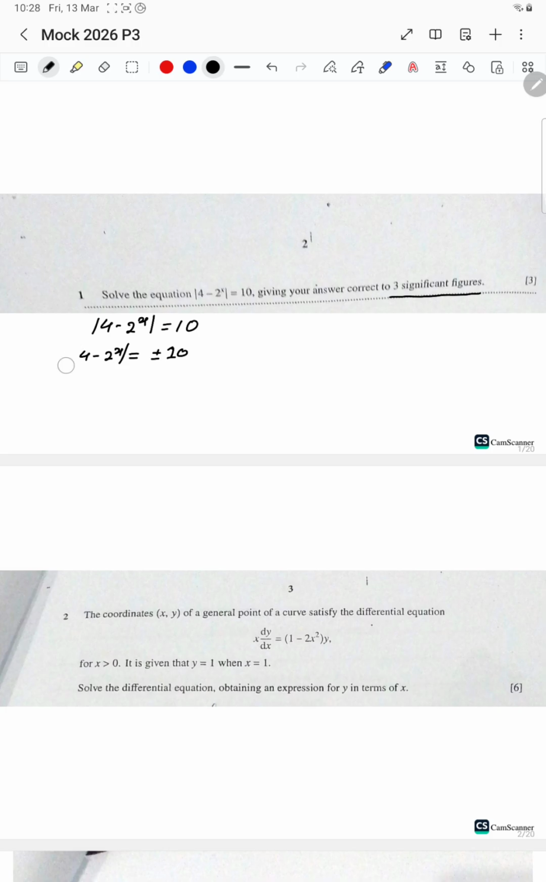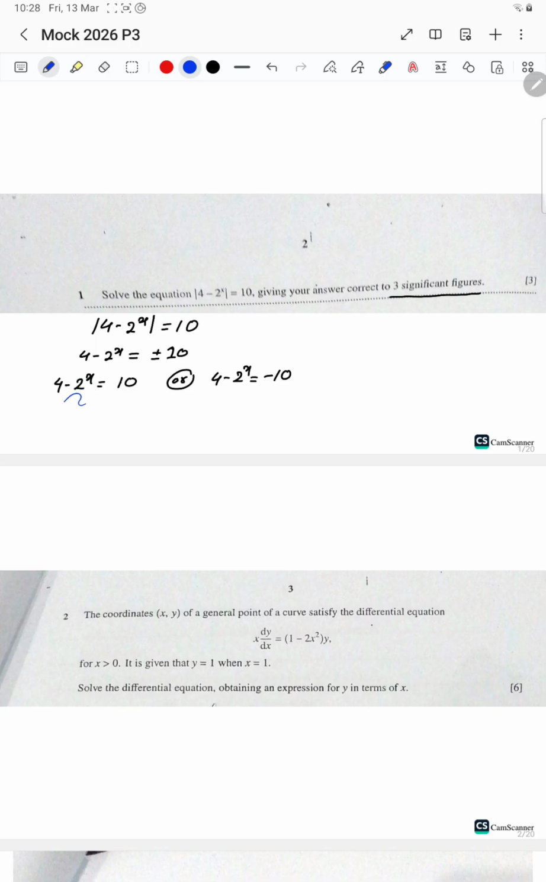The modulus will be finished when you place plus and minus. So one time it will be 4 minus 2 power x equal to plus 10, or it will be 4 minus 2 power x equal to minus 10. Now we'll solve it stepwise.